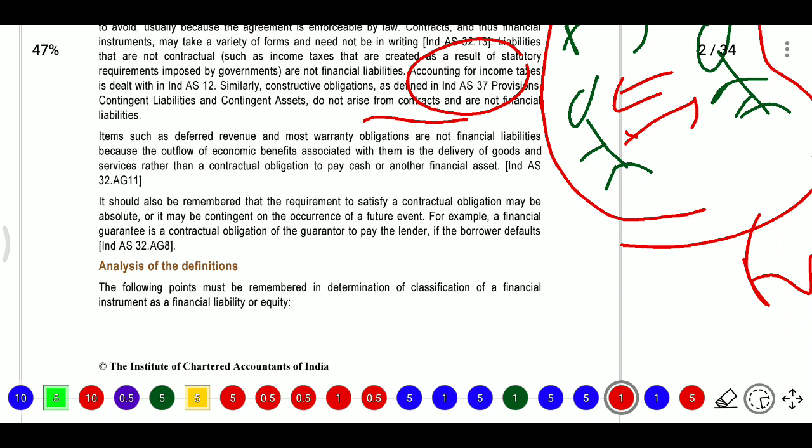So we are seeing that some liabilities are not contract based. We have seen the example of income tax or GST payments, or in some cases accounting for income taxes, which Ind AS 12 deals with, and some provisions. Contractual obligations will be there in some cases. So constructive obligation means it does not arise from contract and is not a financial liability.